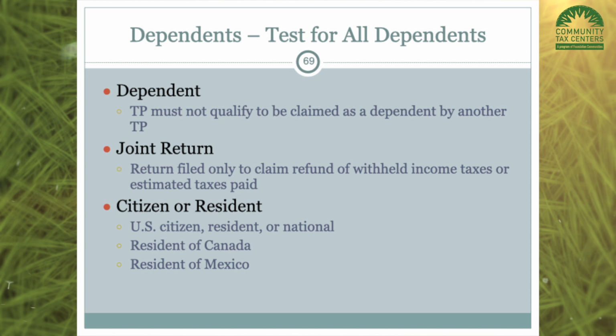Also, they have to be a citizen or resident. So that means they're either a U.S. citizen, a U.S. resident, or a national. So those are people with permanent residency. Or they are a resident of Canada or a resident of Mexico on there. So these are the tests for all dependents.